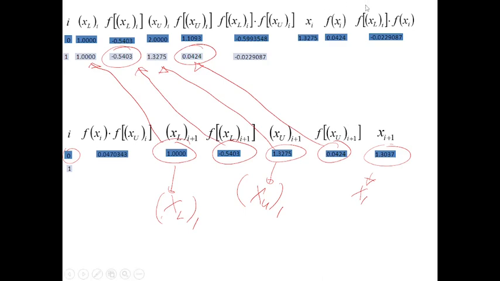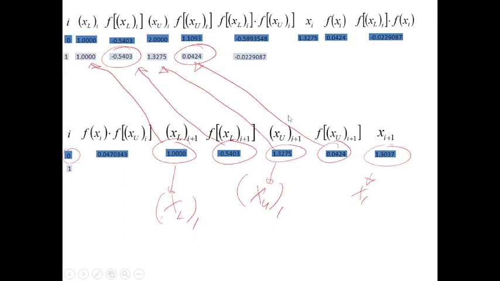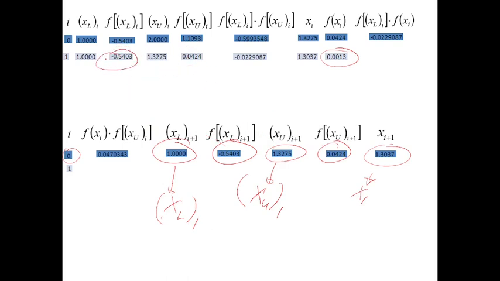Okay. Solve natin yung x sub i. Ano yung x sub i? Using the formula na pinakita ko sa step 2. Step 2 nga ba? Yes, step 2. So, applying that, lilitaw 1.3037. Okay? And then, ln 1.3037 minus cosine 1.3037 will give me 0.0013. And then, multiply lang natin f of x sub l sub i, tsaka f of x sub i. Ang lilitaw ay negative 0.0007024.